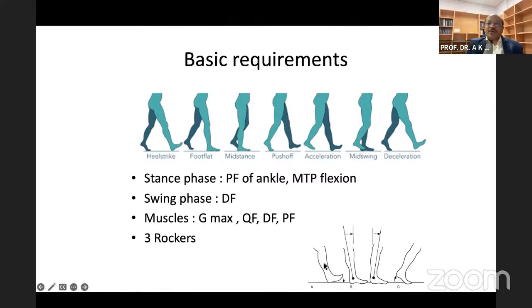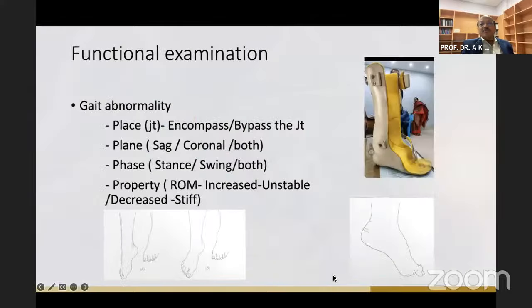If there is no joint between this leg component and the foot component, this rocker action is required. Otherwise, locomotion will become very much hampered. How it can be restored, I will show in our coming slides.